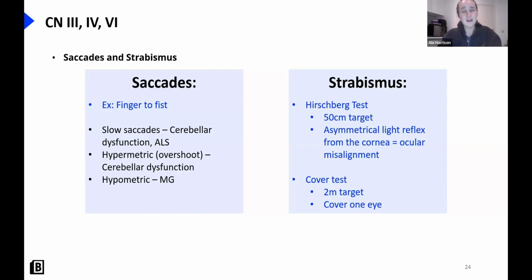So there's 2 tests, and I've never done these in an OSCE, and I don't think you would be expected to do them, but it's quite a nice one to offer. So strabismus is squint or ocular misalignment. For your Hirschberg test, you're asking them to look at a 50 centimetre target, and then you're shining a light in the centre of their eyes, at their nose, and you're looking for symmetrical reflection of the light on the pupils. If it's asymmetrical, that means there's ocular misalignment. And then your cover test, you're just covering one eye, and if you get movement of the other eye, again, it means there's misalignment.